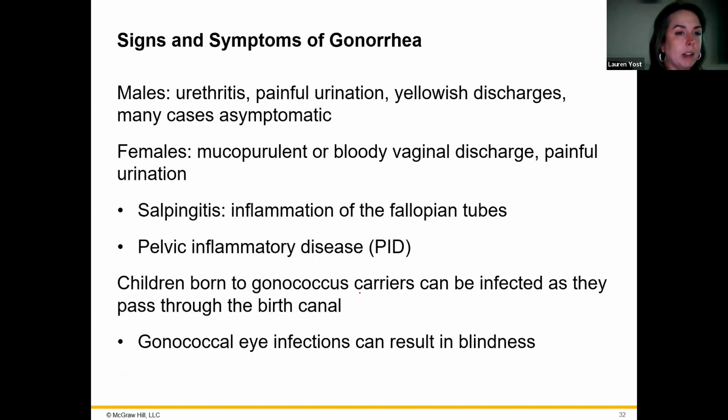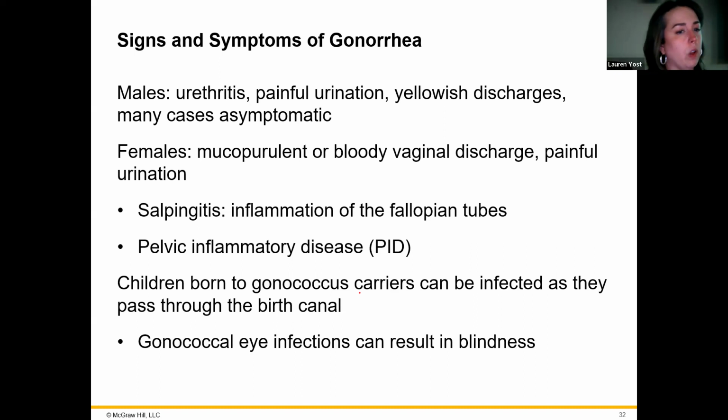Anyways, gonorrhea. So males with gonorrhea are usually going to be asymptomatic, most of the time, not always. When they do have symptoms, they will have painful urination due to urethritis. They'll have yellowish discharge from the penis as well.